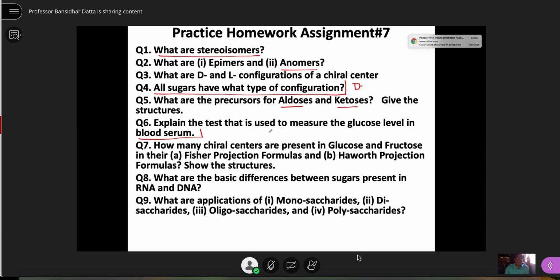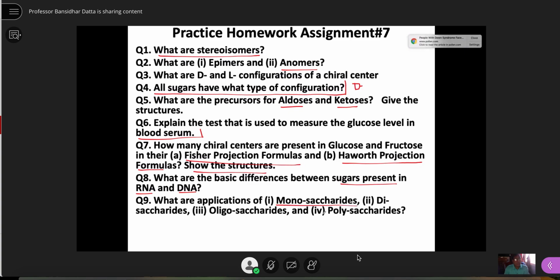How many chiral centers are present in glucose and fructose in their Fischer projection formulas and Haworth projection formulas? You already know that, right? And you must know the structures. In other words, practice the structures for the test. What are the basic differences between sugars present in RNA, D-ribose, and DNA, deoxyribose? What's the difference between those two? Carbon number 2 configurations.